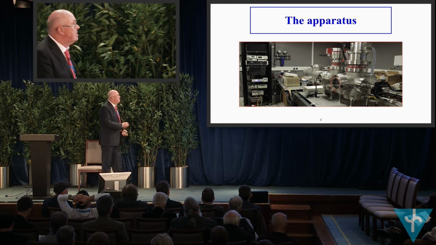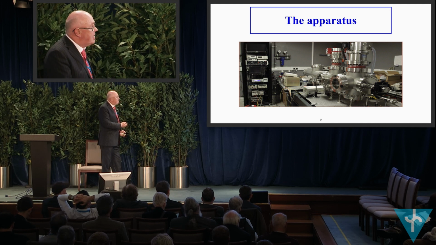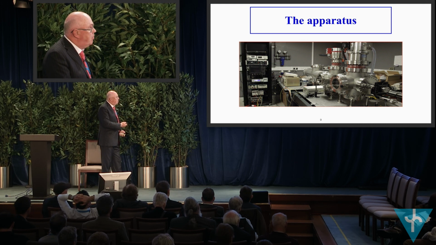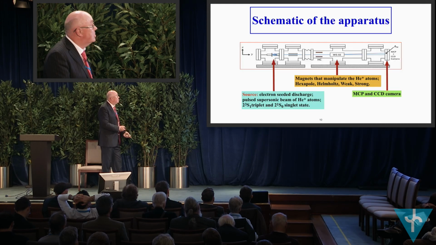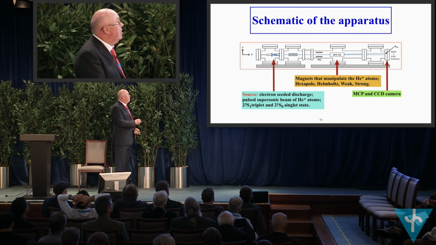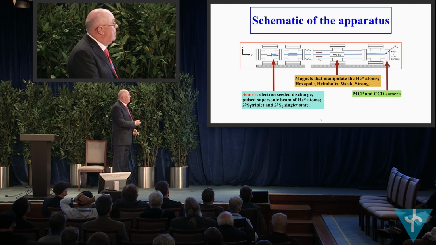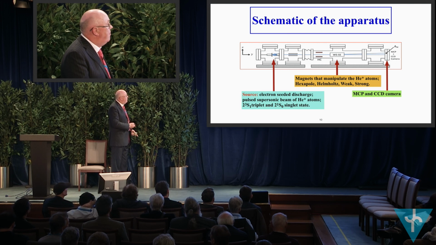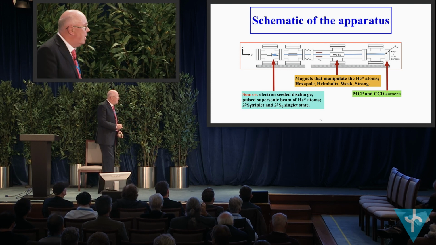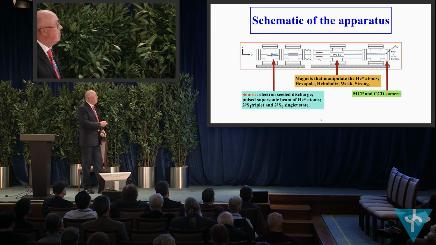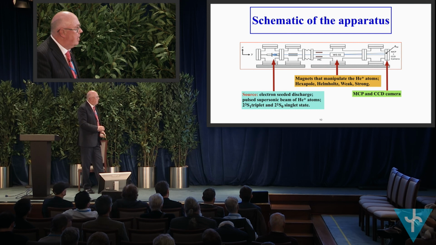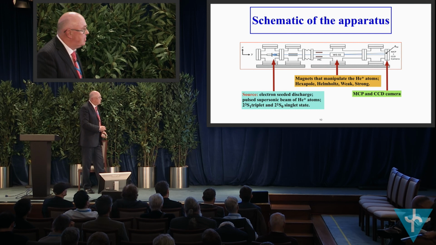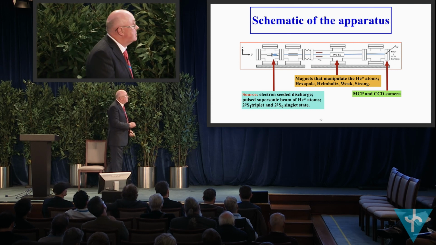Anyway, so here it is. This is where it's set up. The multi-channel plate, and the CCD camera at the very back there, and so the beam is set up, and away we go. So schematically, we set it up here. Here we have an electron-seeded discharge. It's pulsed, so we have a pulsar here, and we produce a pulsed supersonic beam of helium star atoms, of course in the triplet and singlet state.